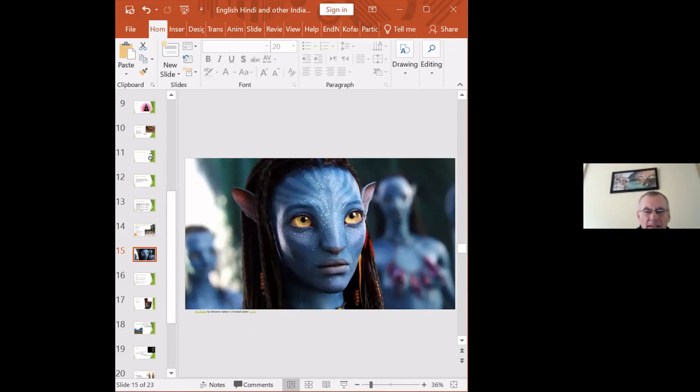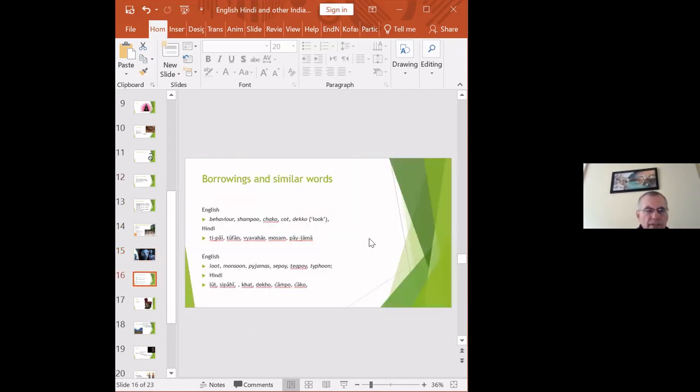I am presenting a list of further interesting borrowings from Hindi and some other similar words. Three of them are not taken from Hindi. Which ones do you think are the odd ones out?